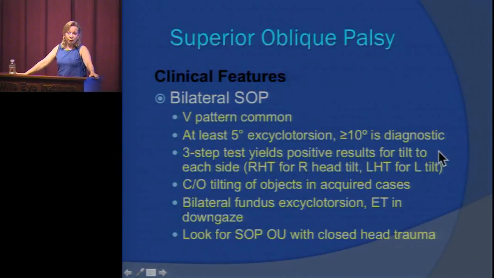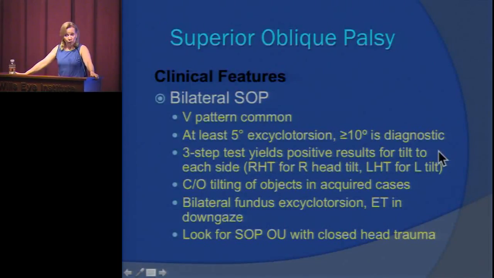There'll be at least 5 degrees of excyclotorsion in a bilateral superior oblique palsy, but frequently much more, and greater than 10 degrees or more is diagnostic for a bilateral superior oblique palsy. The 3-step test will yield positive results in both head tilt positions, a right hypertropia in right head tilt, a left hypertropia in left head tilt. Okay, and you won't see that in a unilateral. And they'll complain of tilting objects in acquired cases.